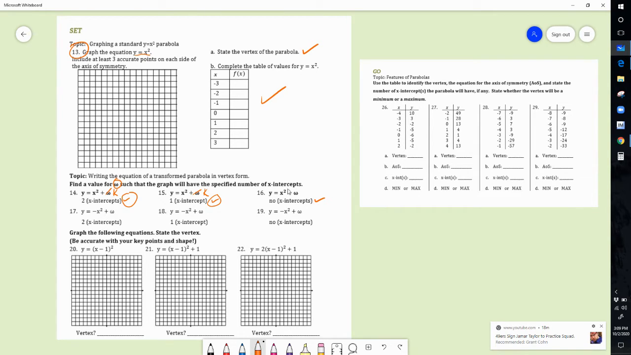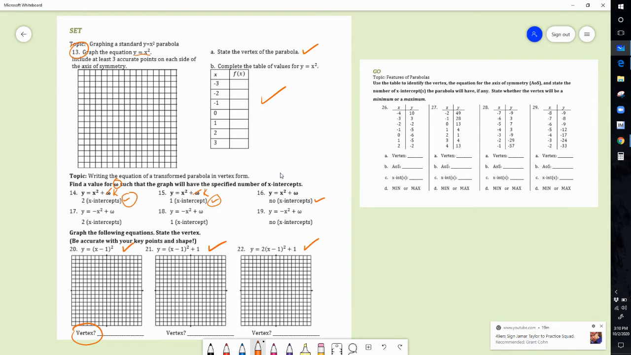All right, next, you're going to have a bunch of problems where you have to graph. So remember what H and K and A do. That way you can figure out where your vertex is going to be. So you've got to find your vertex. Hopefully at this point you know how to look at one of these equations and determine where the vertex is. If you don't, please ask me.